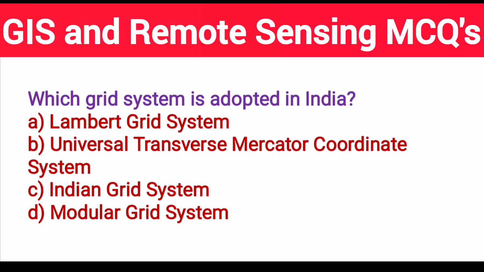Next question, which grid system is adopted in India? Option A, Lambert grid system. Option B, universal transverse Mercator coordinate system. Option C, Indian grid system. Option D, modular grid system. So the correct answer is option A, Lambert grid system.